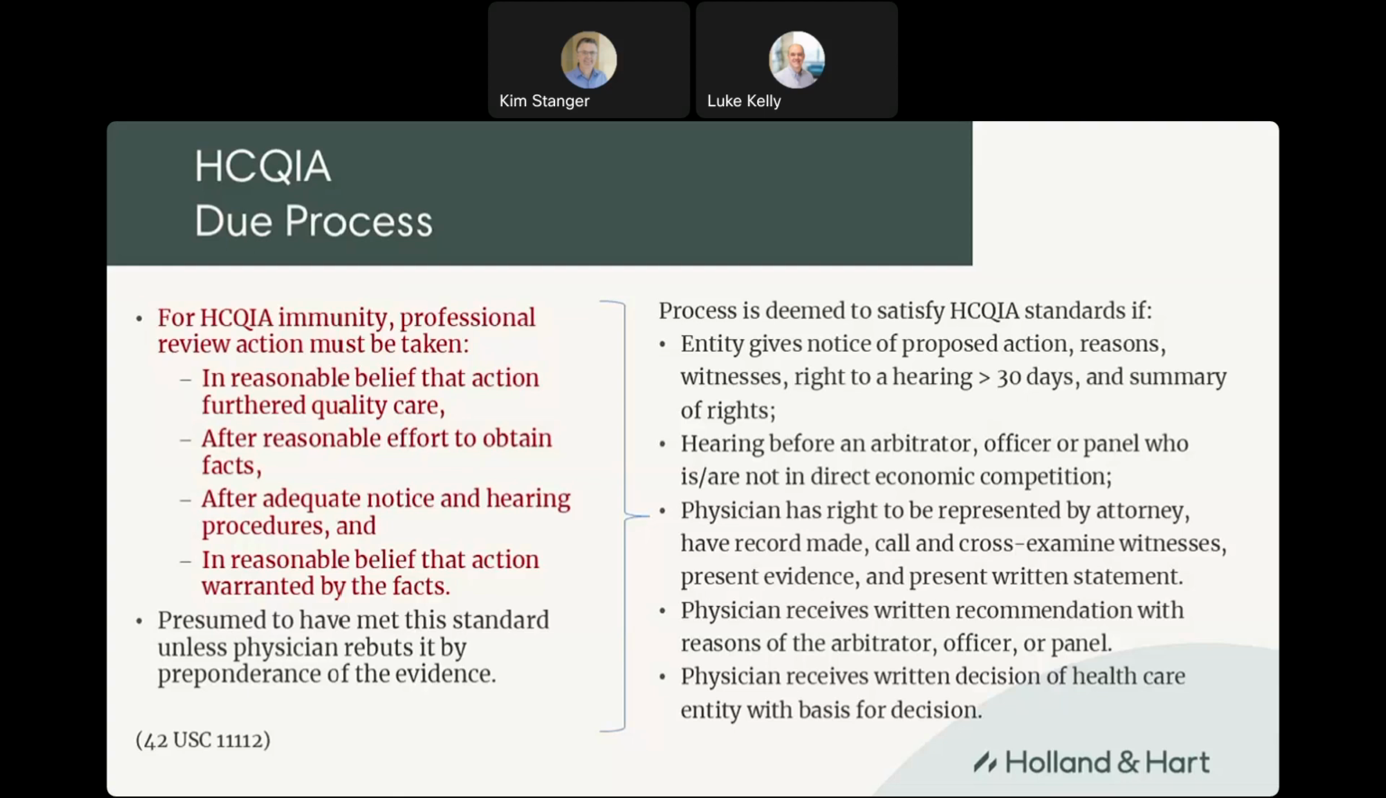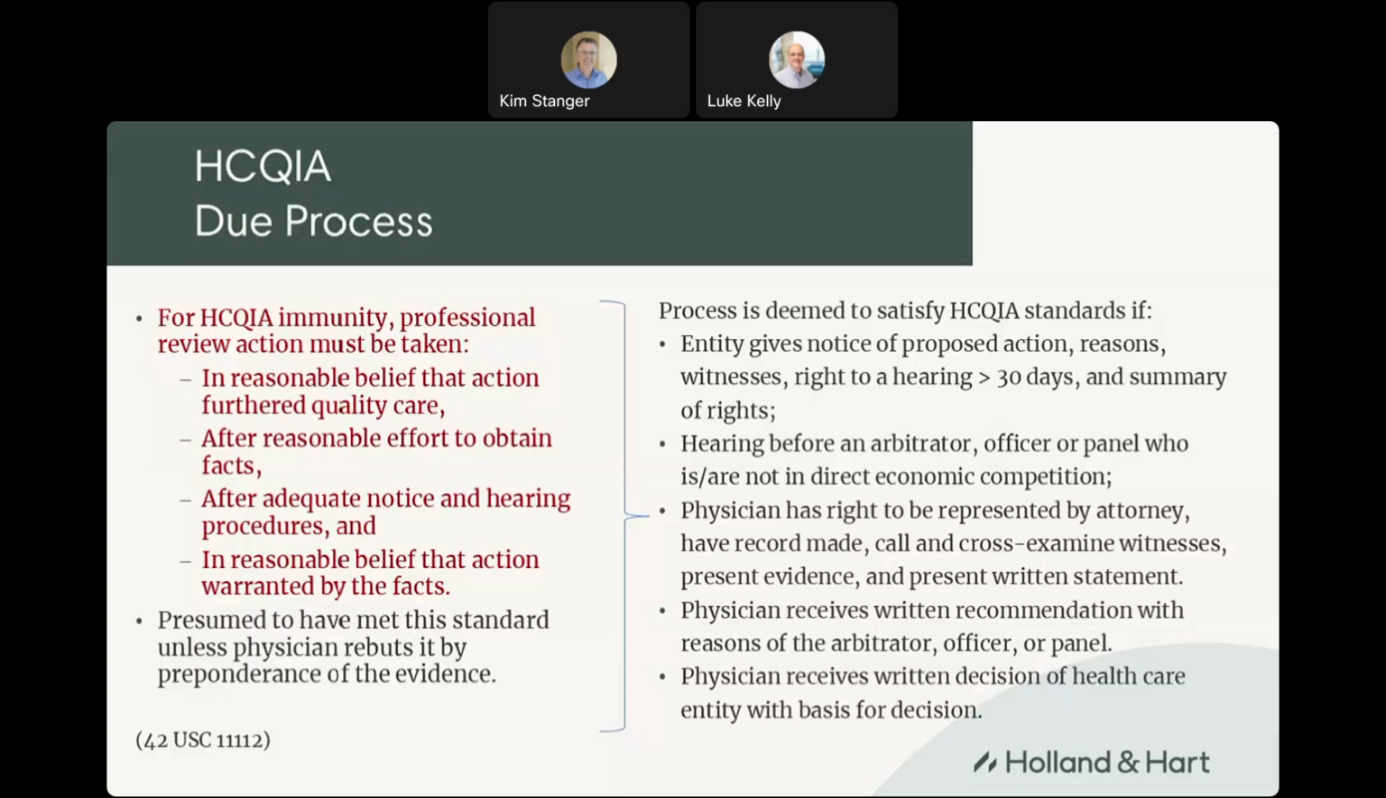Now, in order to get the immunity, you just have to satisfy those standards. But HCQIA goes on to say you're deemed to satisfy these standards if you provide certain levels of due process. Now, the failure to provide that does not mean that you don't get HCQIA immunity. It just means you don't get that safe protection. So it's deemed to satisfy HCQIA standards if the entity gives notice of the proposed action to the physician, including the reasons for the action, identifies witnesses, gives a right to a hearing at least 30 days after the notice, and you provide a summary of the rights that the physician has to the due process.